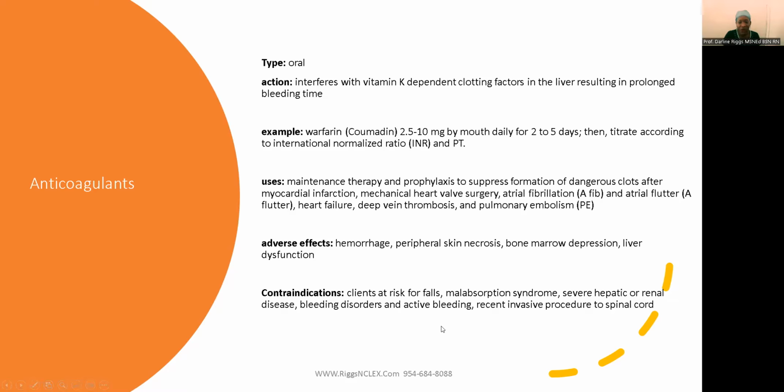Okay, risk for fall clients, clients who can't absorb it because it's oral, clients with liver problems, that's how it gets broken down, clients with renal problems, that's how it gets excreted. They're already bleeding, it's going to cause them to bleed, and they've had recent invasive procedures. So these are not clients who should be on anticoagulants. That just complicates everything.